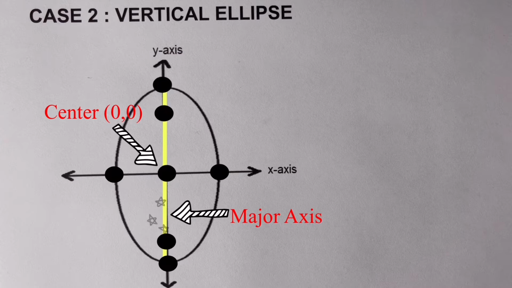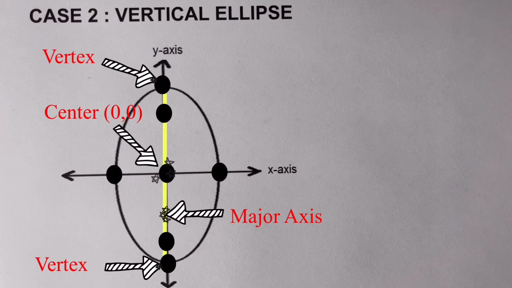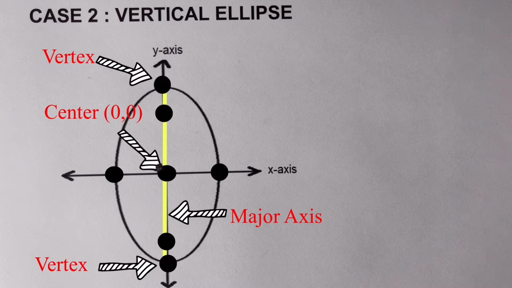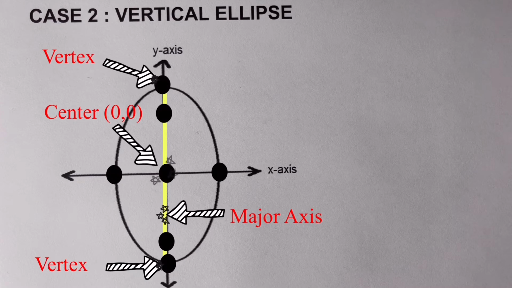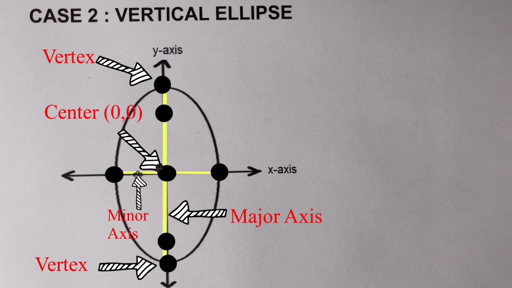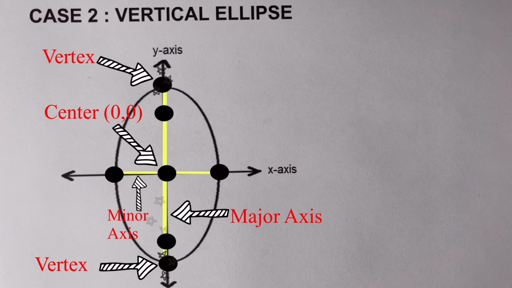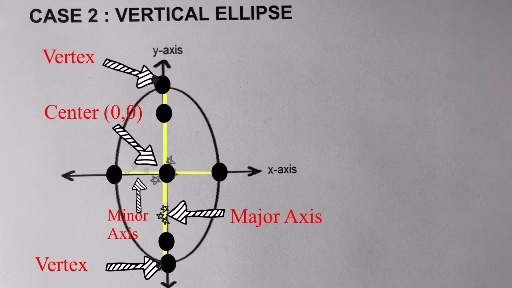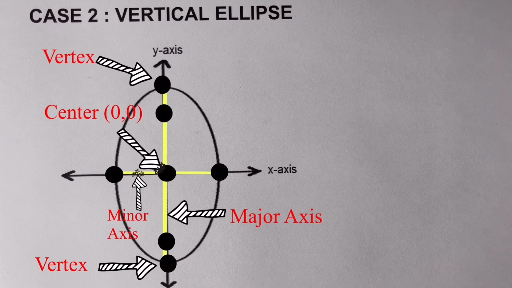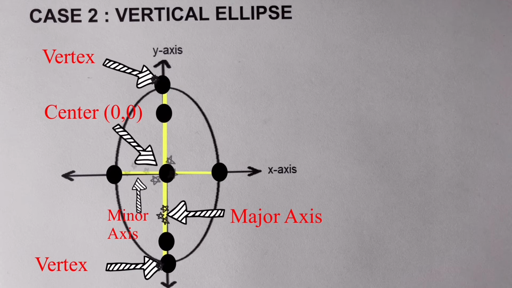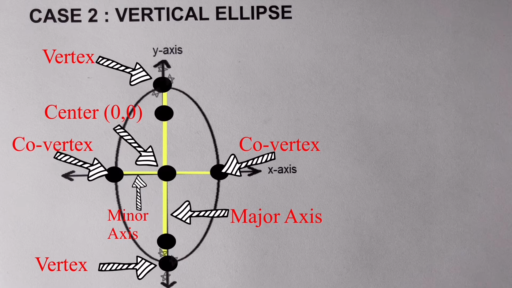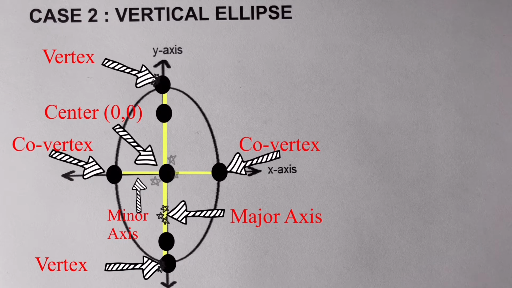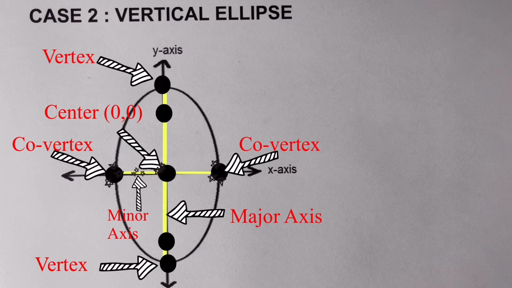We also have the parts which we call the vertex. There are two of them. We call them the two vertices. These are the two endpoints of the major axis. We also have a minor axis, that is the shorter diameter of an ellipse that passes through the center and connects the two co-vertices. And along this minor axis, we have the co-vertices, or the co-vertex if it's singular. These are the endpoints of the minor axis.